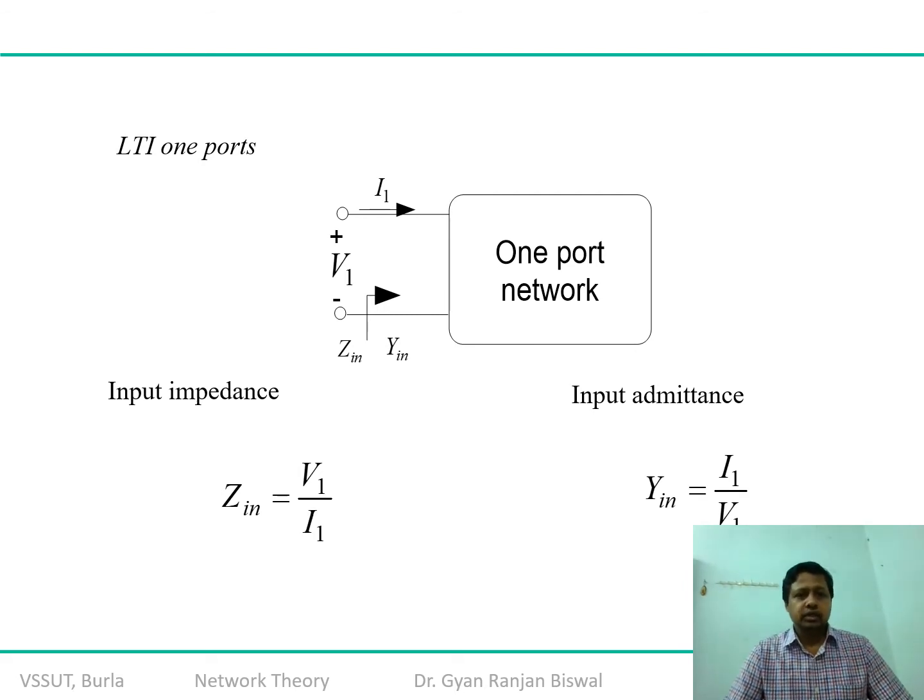Okay, so the input impedance or the impedance of this particular terminal network could be found out by making a ratio of V by I. On the other hand, your admittance across this particular terminal 1 dash, if we assume, in that case could be found as the ratio of I1 by V1.